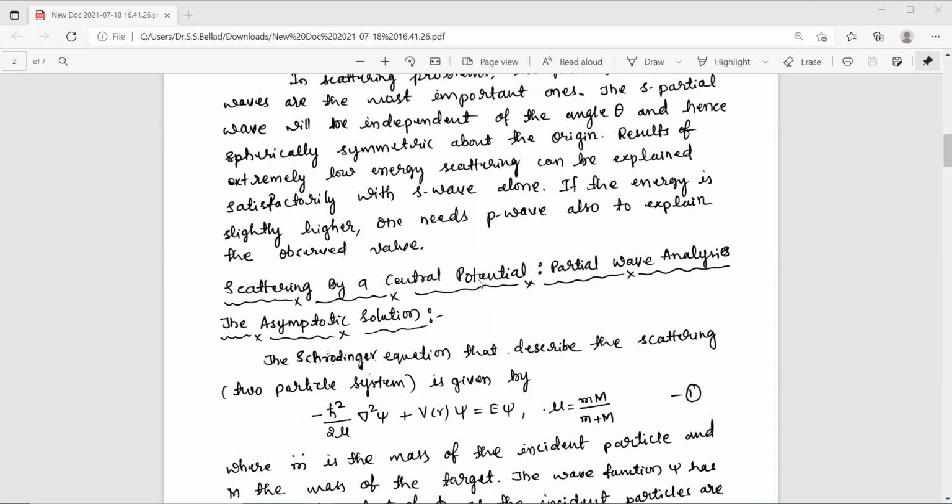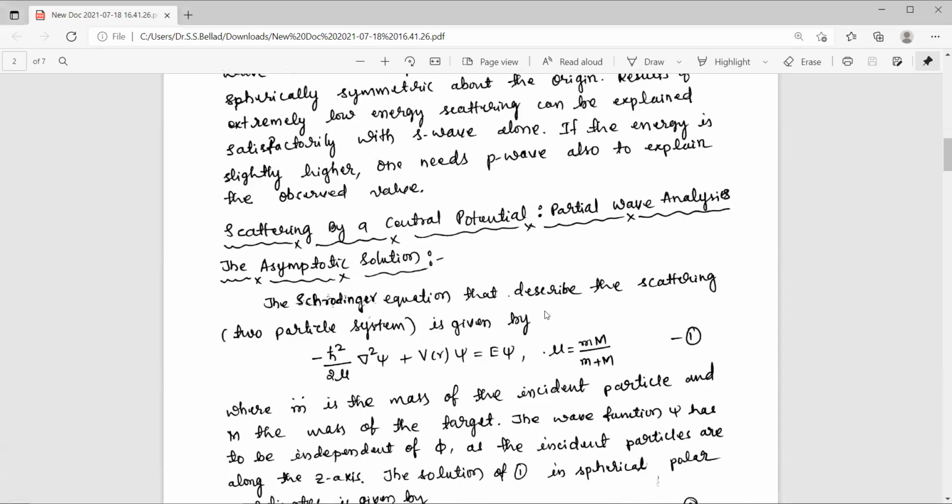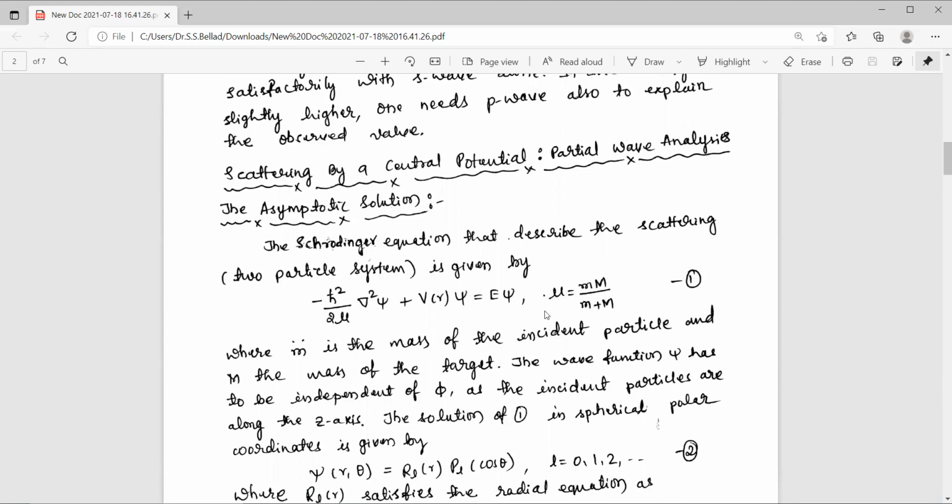Welcome back to this phenomenon of scattering and the method of partial wave analysis of this scattering phenomenon. In the last session, I discussed the partial waves and how that concept is introduced here. In this session, I am going to study the scattering by a central potential case with the help of this partial wave analysis. And here, we are trying for the asymptotic solution of this present case.